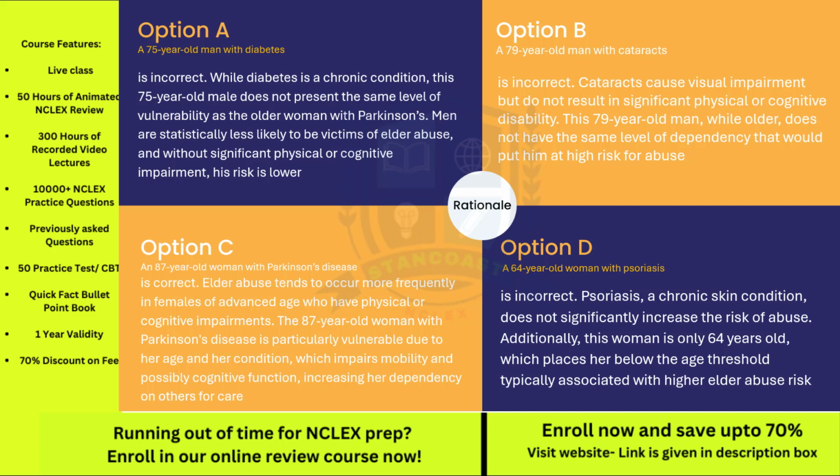D is incorrect. Psoriasis, a chronic skin condition, does not significantly increase the risk of abuse. Additionally, this woman is only 64 years old, which places her below the age threshold typically associated with higher elder abuse risk. Let's move on to the next question.